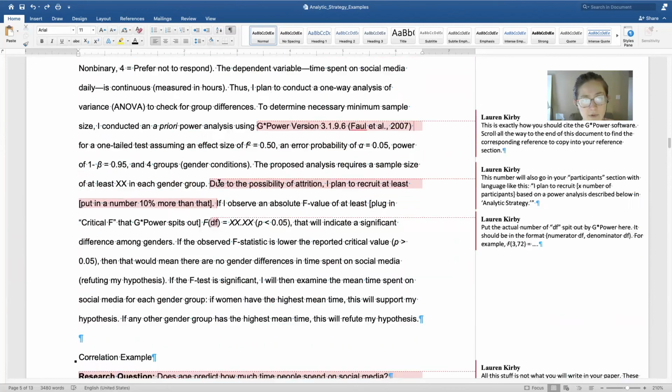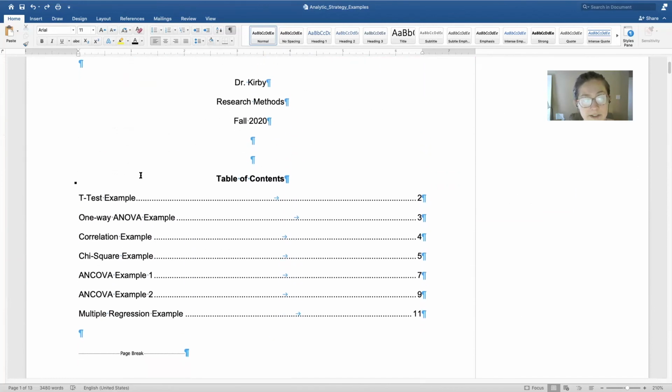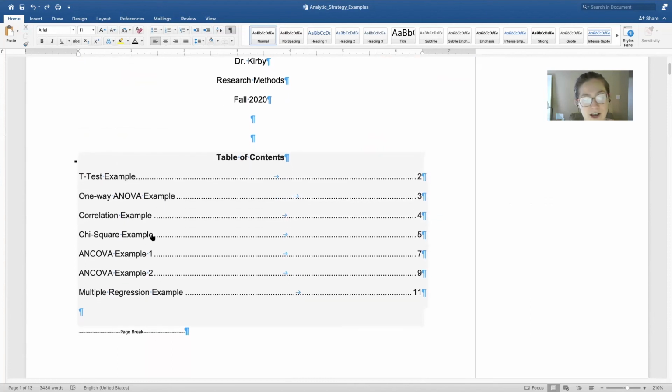I've done the same for all the other tests that you will most likely need to do: a t-test, a one-way ANOVA, the correlation we just looked at, and chi-square, which doesn't have a power analysis, so it's going to look a little bit different. I walked you through doing a t-test power analysis and then modifying it a little to guess how many participants you might need for chi-square. And these ANCOVA and multiple regression examples are only for if you have a covariate. So that's just a quick orientation to this document.